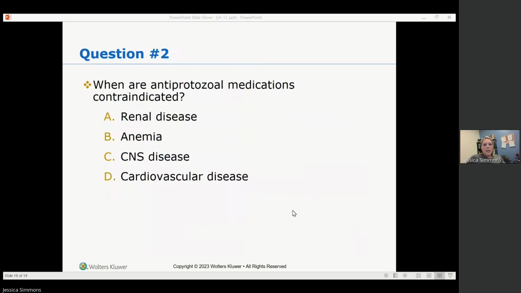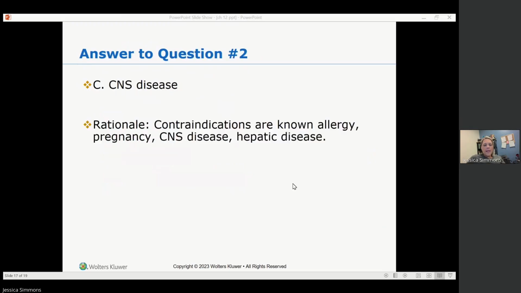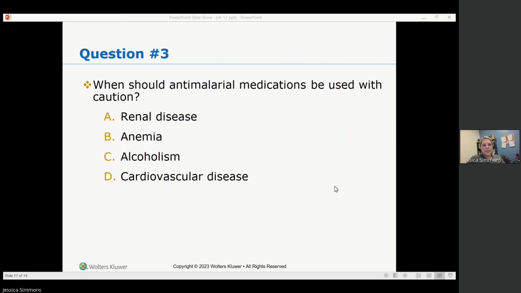So when are antiprotozoal medications contraindicated? The answer is with CNS disease. We talked about neurotoxicity, so it is contraindicated. Contraindications are known allergies, pregnancy, especially in the first trimester, CNS disease, and hepatic disease.